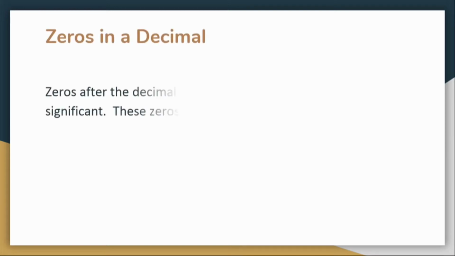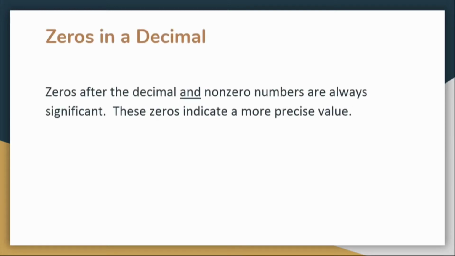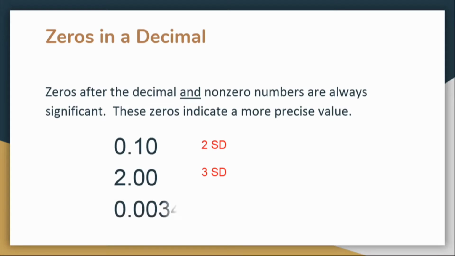Zeros in a decimal. Zeros after the decimal and non-zero numbers are always significant. These zeros indicate a more precise value. For example, 0.10. It has 2 significant digits. 2.00 has 3 significant digits. 0.00340 has 3 significant digits. The first 3 zeros are placeholder zeros.